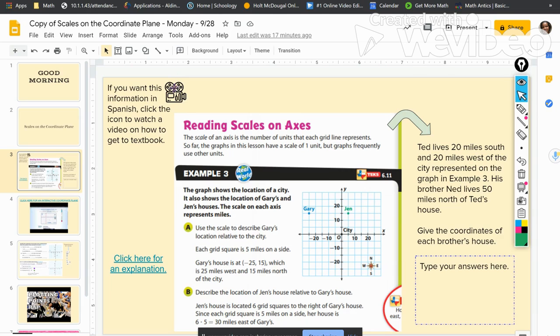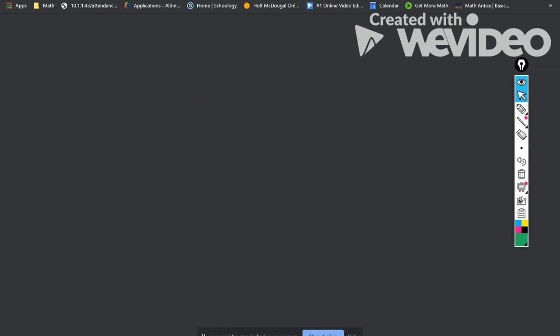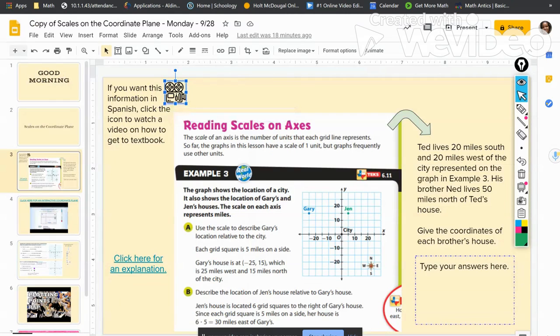Also, side note, if you wanted this information in Spanish, if you clicked on the little movie icon right here, it would have opened a link, a short, less than 1-minute video of me showing you exactly how to get there, just in case you didn't know.